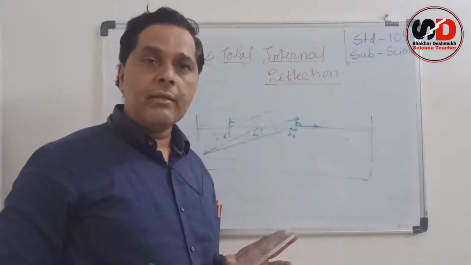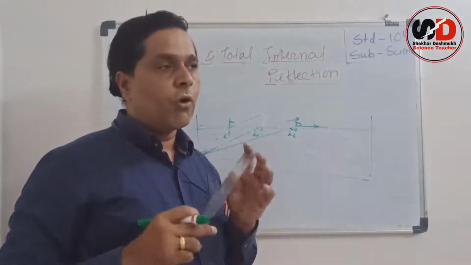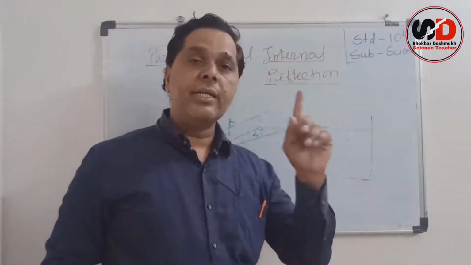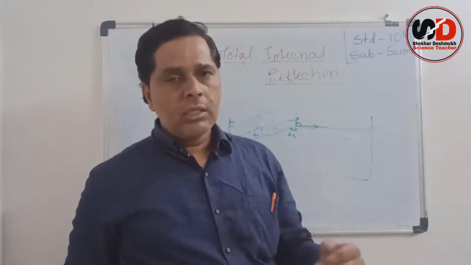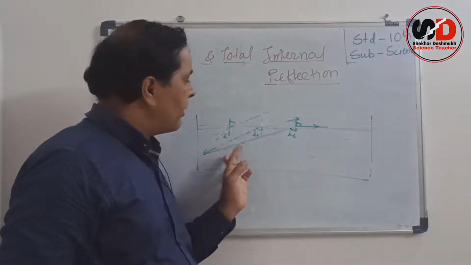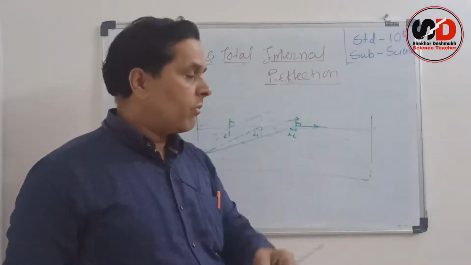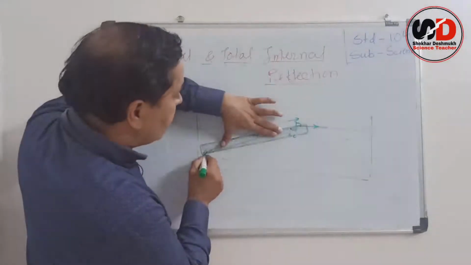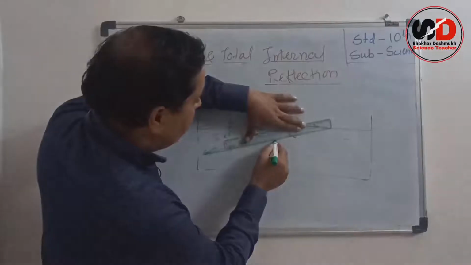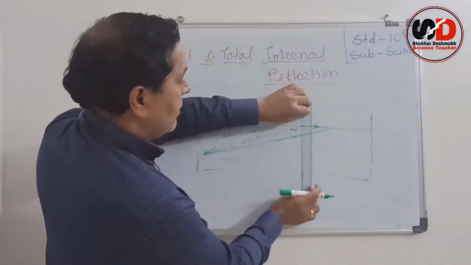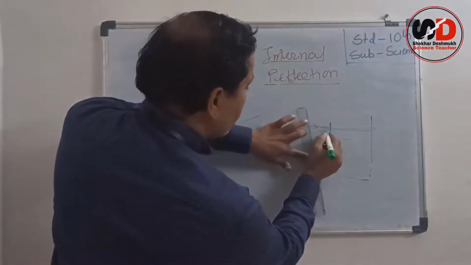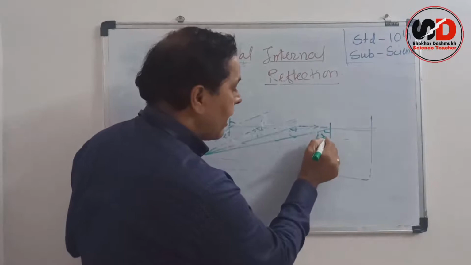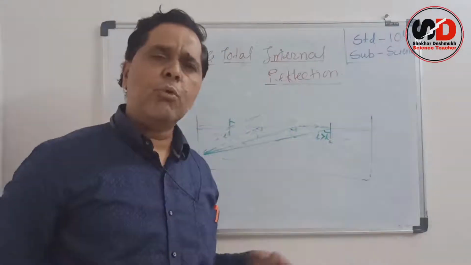What is meant by critical angle? Critical means the angle of incidence for which the angle of refraction is 90 degrees. Let us suppose now I increase the angle of incidence. If it is more than the critical angle, so this angle of incidence I is greater than IC, that means it is more than the critical angle.